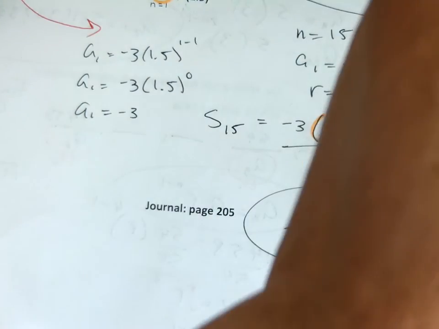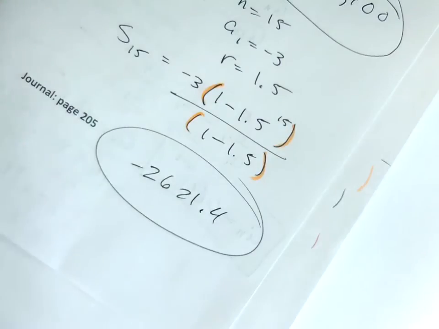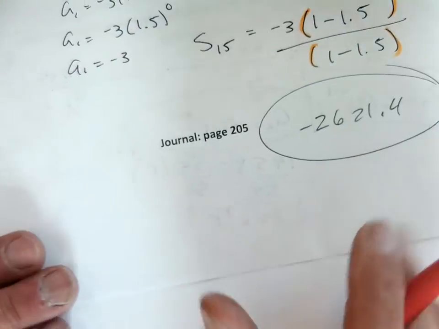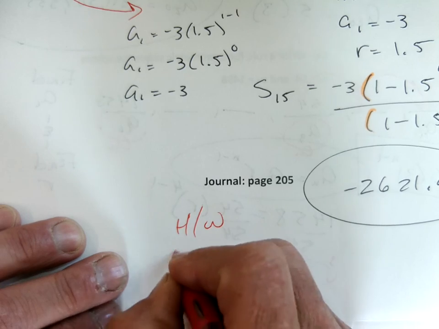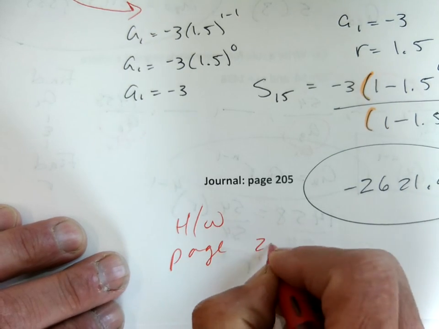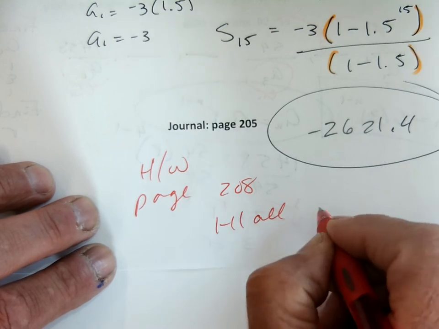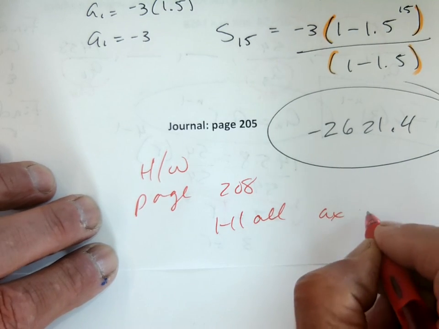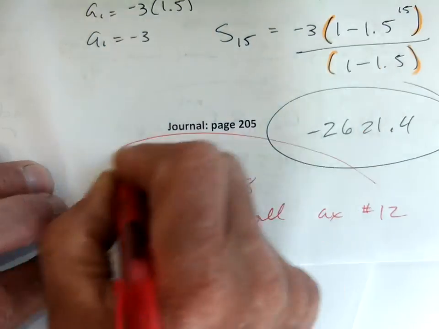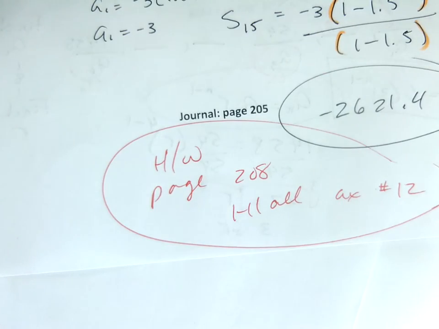Okay, that's all I have. Homework, write that down there, is page 208. And we're going to do 1 through 11 all. And the extra is going to be 12. We have lots of time. We got some time, but I'll help you with it, okay? I like the shorter period.